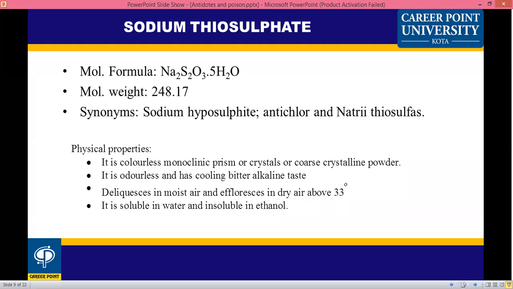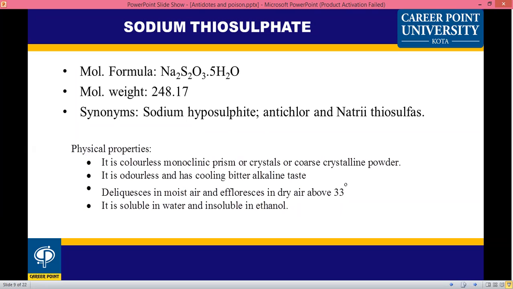These are the properties of sodium thiosulfate. It is found as a coarse crystalline powder, crystal, or monoclinic prism. It is colorless and odorless. If you taste it, it has a cooling, bitter, saline taste. If stored open, it is deliquescent in moisture, and effloresces in dry air. If heated above 33 degrees Celsius, efflorescence forms in dry air.